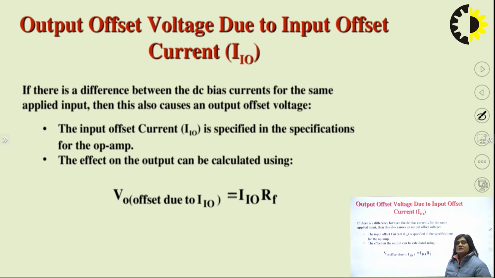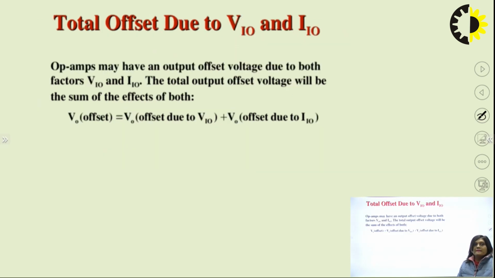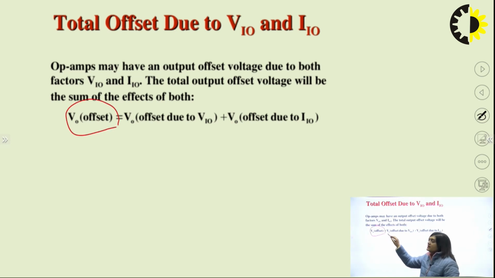So this is the output offset voltage due to the input offset current that we calculated in the last slide, and this was this much. This IIO is the input offset current, and this is the total output offset voltage, which is given by the output offset voltage due to the input offset voltage plus the output offset voltage due to the input offset current. So the summation of these will provide the total output offset voltage.